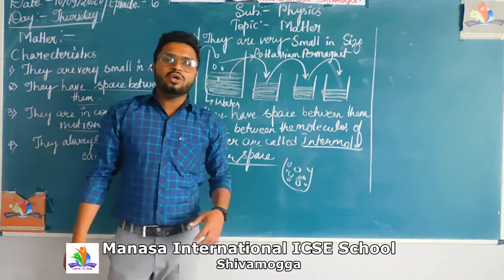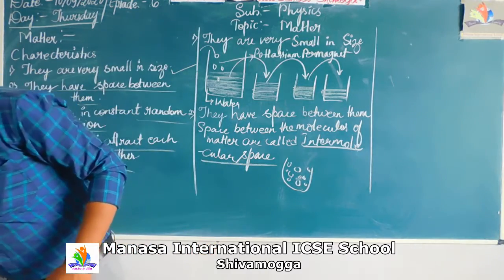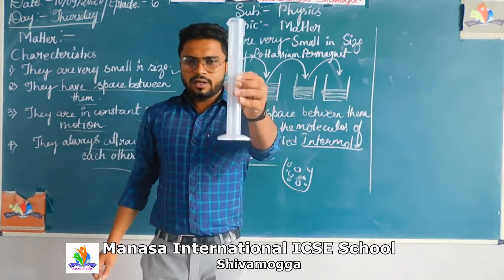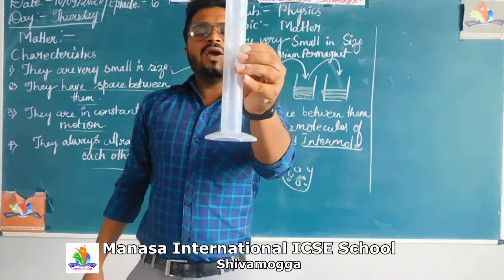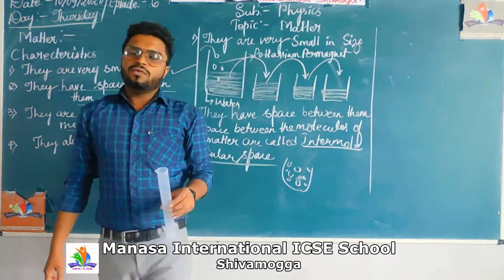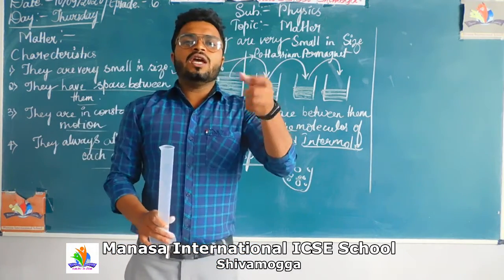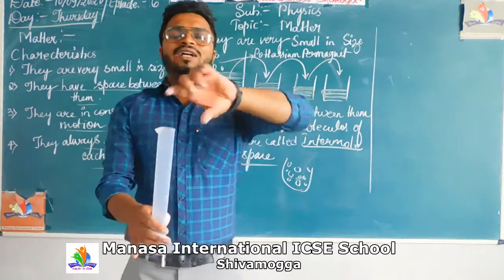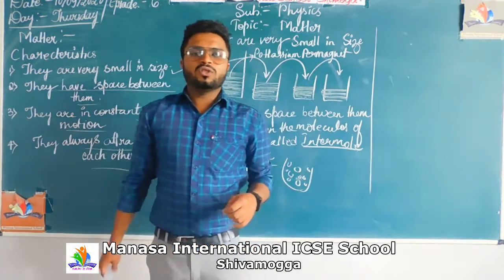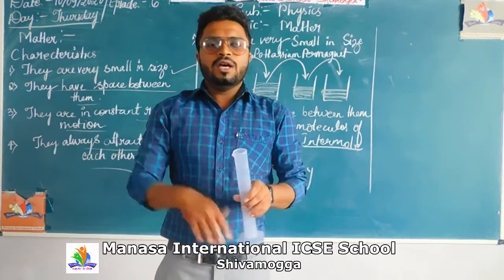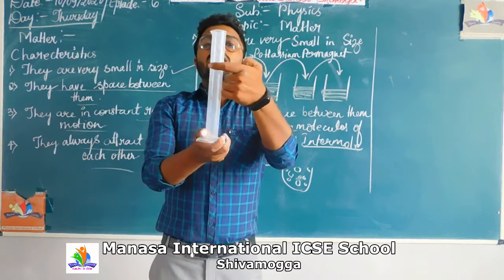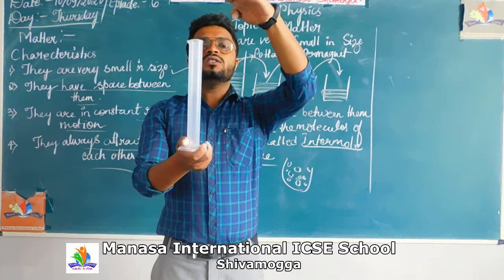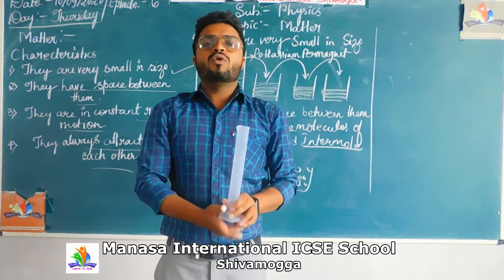One more experiment you can do. You need to take this measuring cylinder. You need to fill some amount of water, about 80 ml of water. Then you have to take some amount of salt, add it and stir, and check whether the level of the water increases or decreases. What are you going to do?